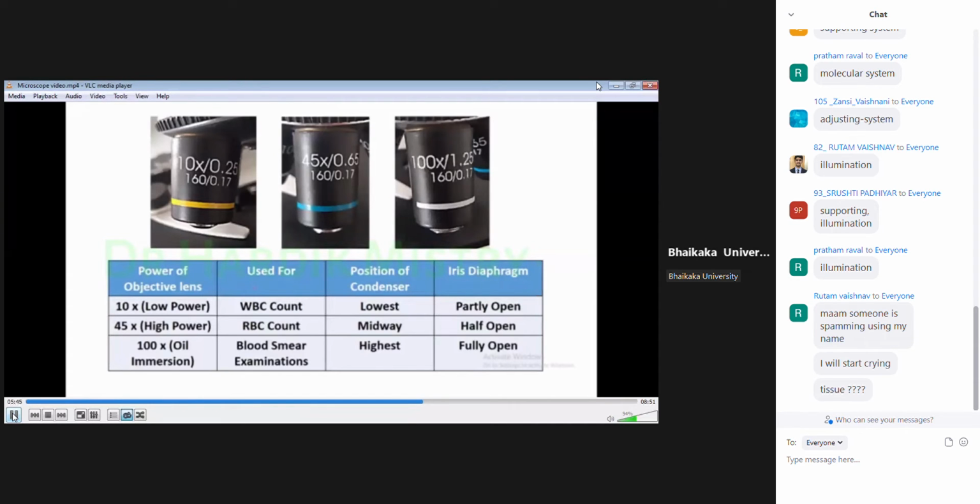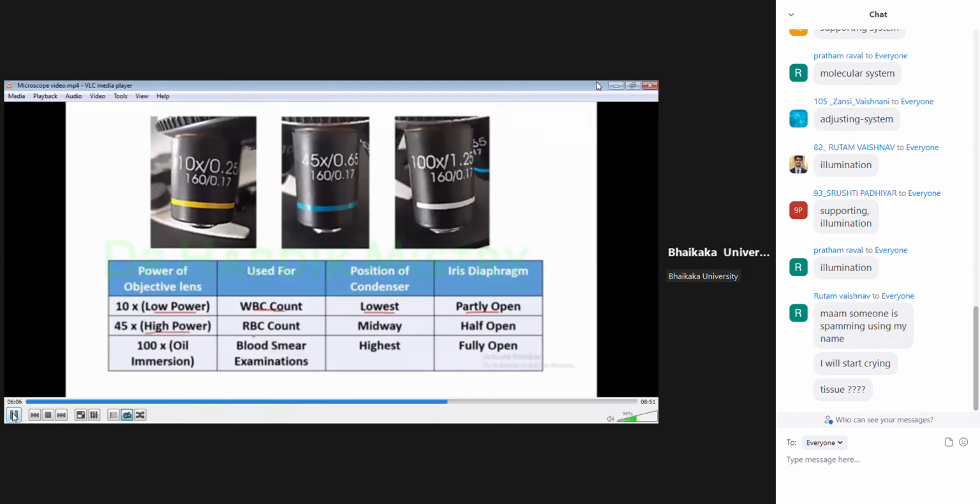Now this is the table in which I am going to explain the position of condenser and iris diaphragm in the different types of objective lenses. 10x lens, which is also known as low power, is used for the WBC count, and the position of condenser is the lowest, and iris diaphragm partly open.